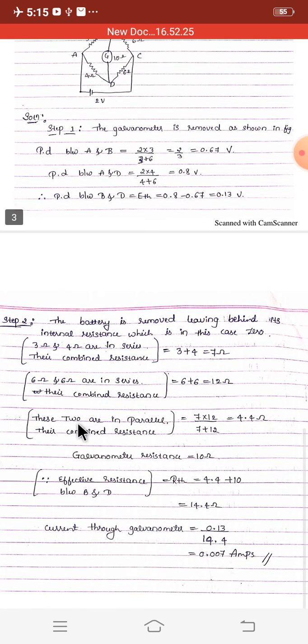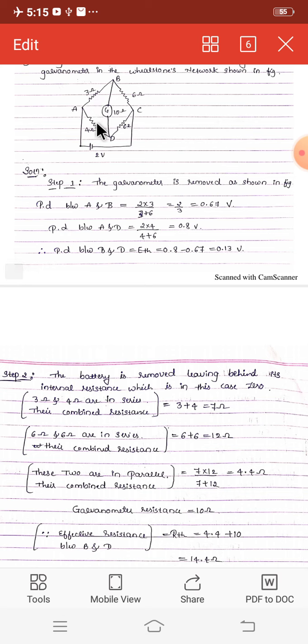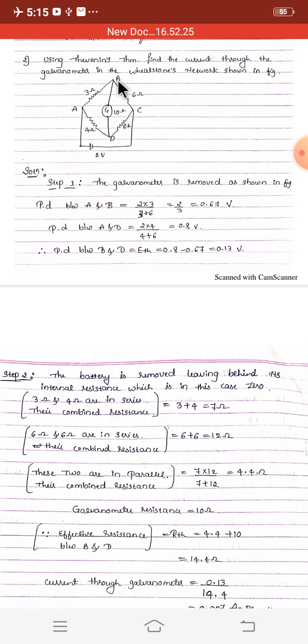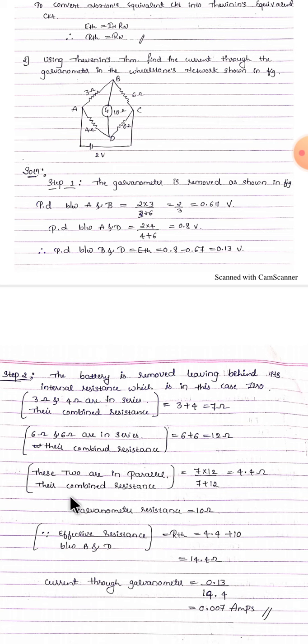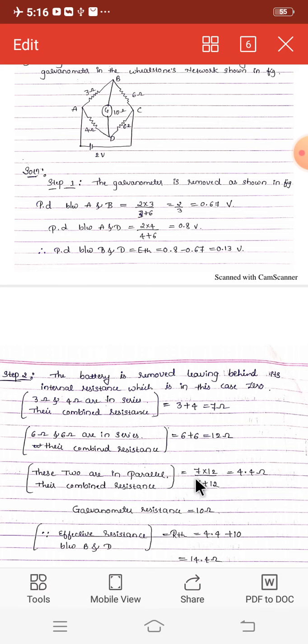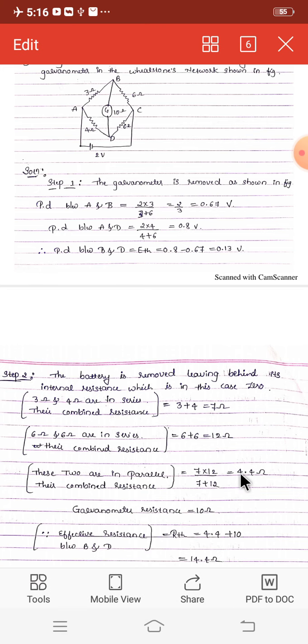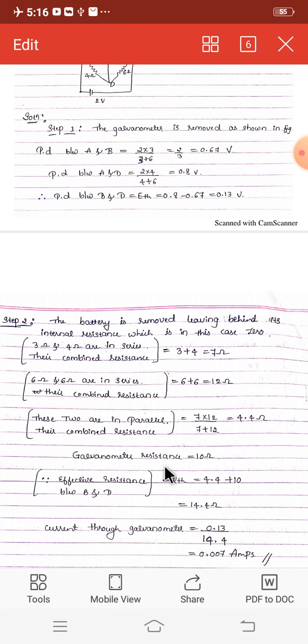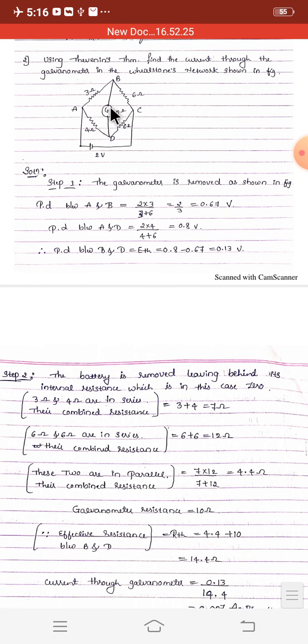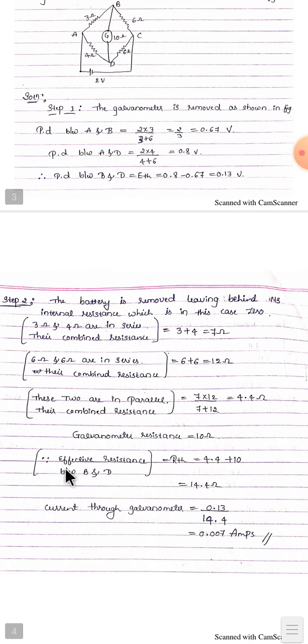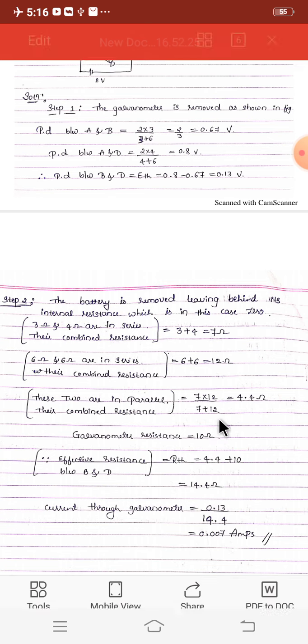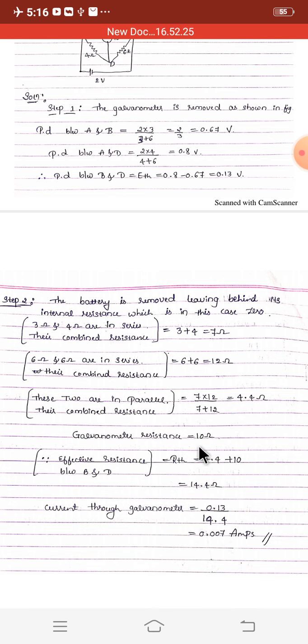Next, these two are in parallel. This and this are in series, this and this are in series, but these and these are parallel. Whenever resistances are in parallel, it is R1 R2 divided by R1 plus R2. So 7 into 12 divided by 7 plus 12 is 4.4 ohm. The galvanometer resistance is 10 ohm, as already given. Therefore, effective resistance between B and D, RTH, is 4.4 plus 10, that is 14.4 ohm.